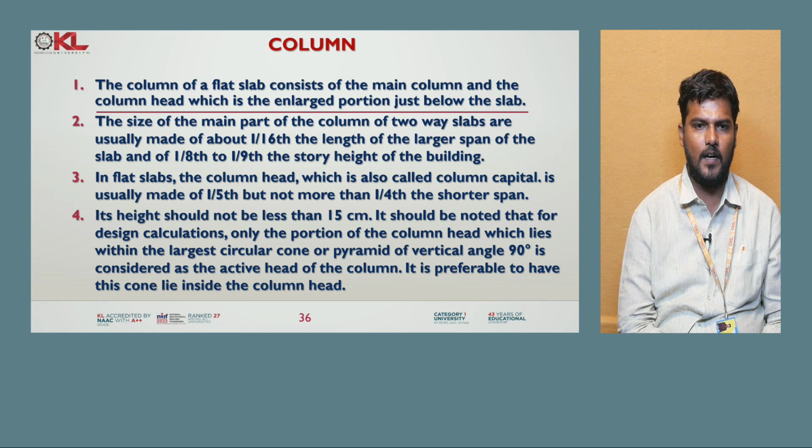The column of the flat slab consists of the main column and the column head, which is the enlarged portion just below the slab. The size of the main part of the column of the two-way slabs is usually made about 1/16th the length of the larger span of the slab and 1/8 to 1/9 the story height of the building. In flat slabs, the column head, also called column capital, is usually made 1/5 but not more than 1/4 of the shorter span. Its height should not be less than 15 centimeter.